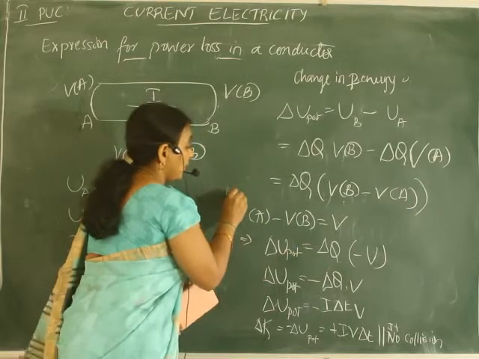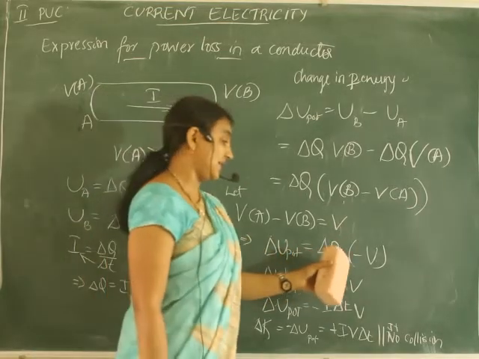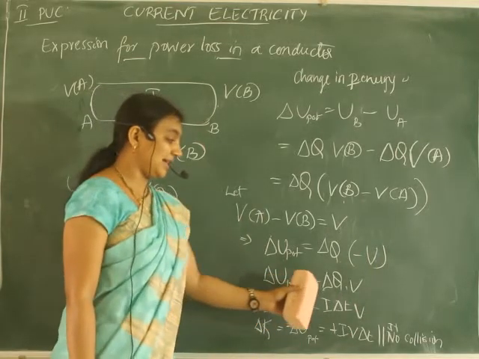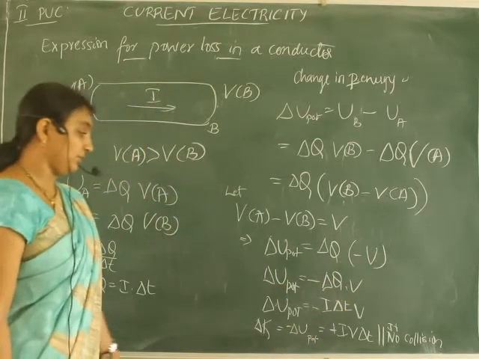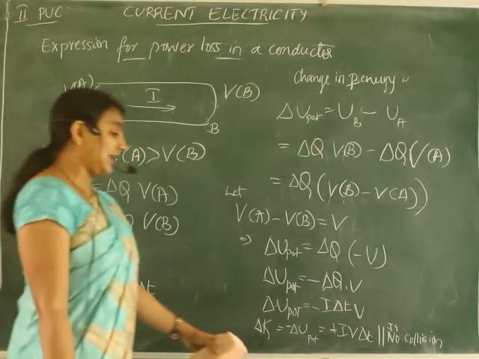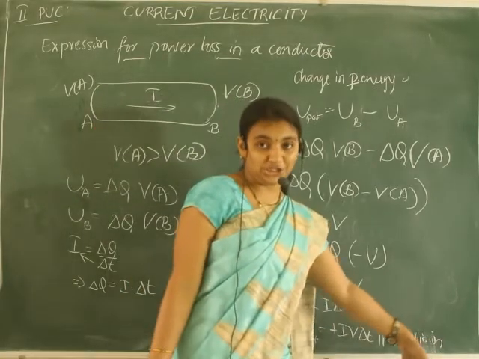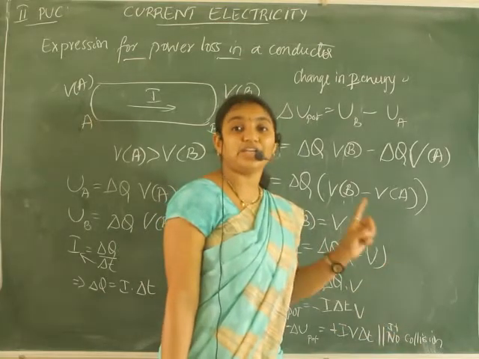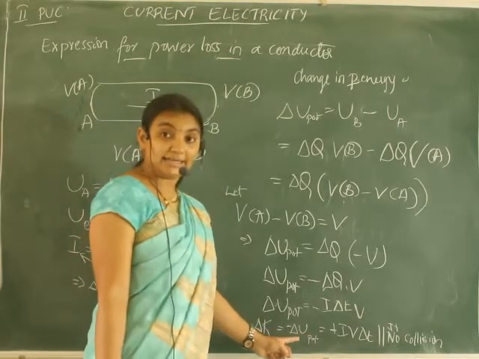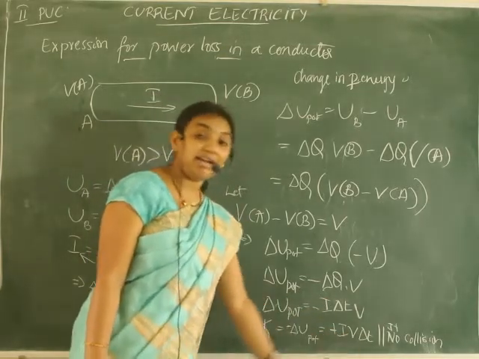Let V of A minus V of B be equal to V. This implies delta U potential is equal to delta Q of minus V. Therefore, delta U potential is equal to minus delta Q into V. Substitute delta Q, so I'll get minus I delta T into V. If there is no collision between the charges, according to conservation of energy, kinetic energy is equal to minus of potential energy. This is equal to IV delta T.